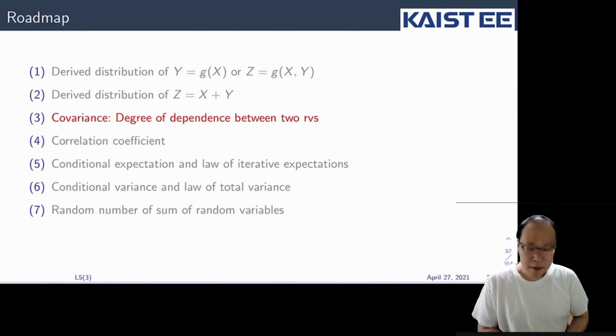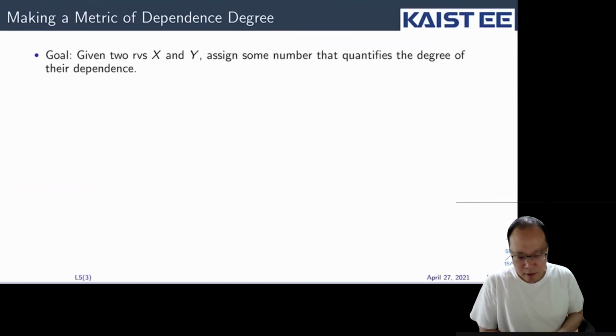Okay, the third topic that I'm going to talk about is the covariance, which is about how to quantify the degree of dependence between the two random variables. So the goal of this part is to make a metric of dependence degree between the two random variables. So given two random variables x and y, we'd like to assign some number that quantifies the degree of their dependence.